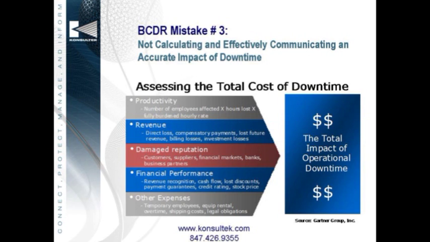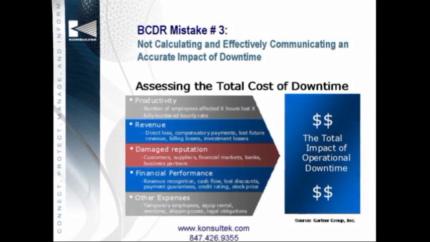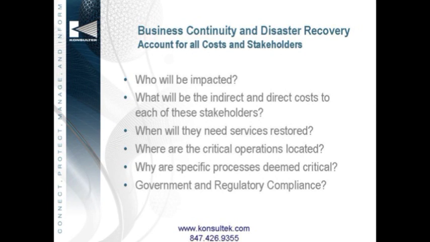Now, you have the costs that we talked about, but let's just talk very quickly about all the various stakeholders and how you should really look at the organization, and you should really look at your processes. You want to really assess who's going to be impacted. What will be the indirect and direct costs to each of these stakeholders? How quickly will they need their services restored? Where exactly in your organization and in your process map are those critical operations located? Why does someone within the organization deem their specific operation critical?